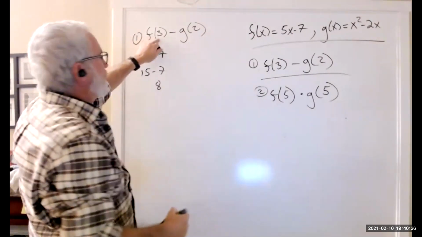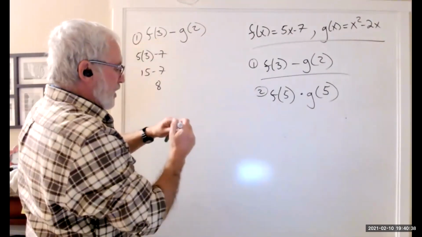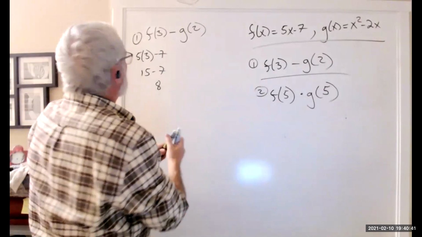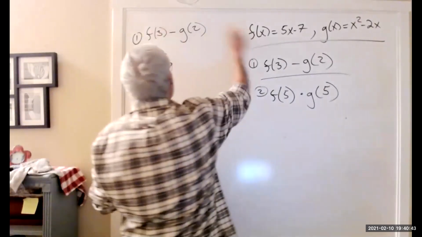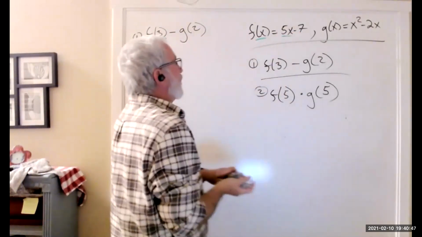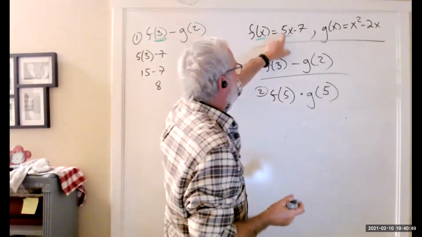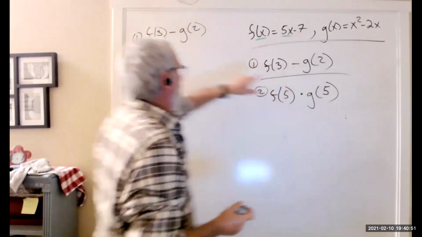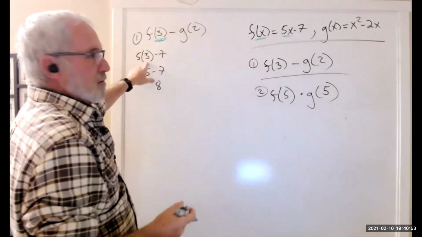This f of 3 says plug 3 in place of the x number. So the function f of x had 5 times the x. So I'm doing 5 times 3.